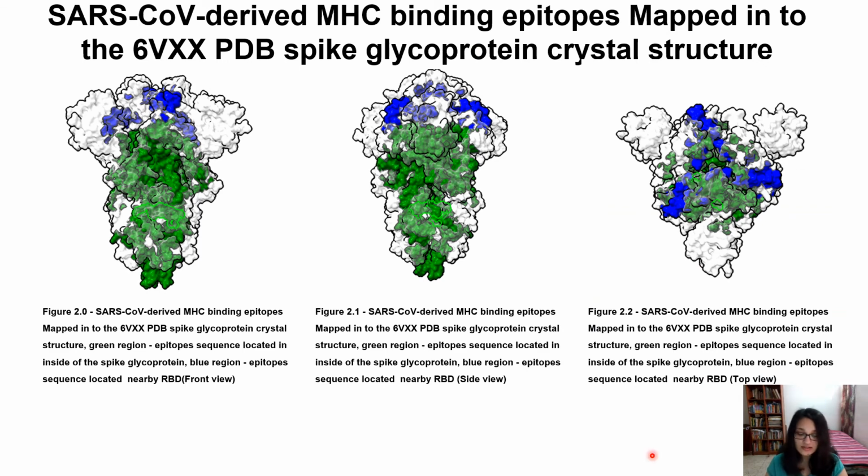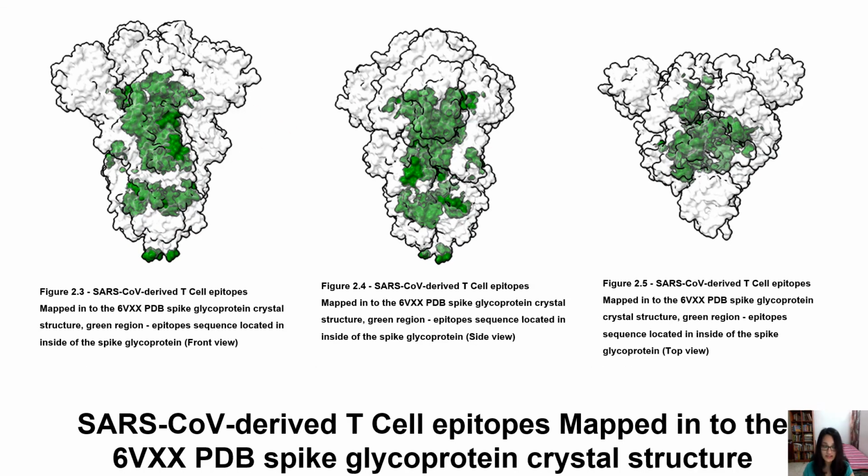Now this shows the SARS-CoV derived MHC binding epitopes mapped onto the spike glycoprotein crystal, and here these are 3 views: the front, side and top. As we can see, the blue regions are the epitopes located near the RBD and the green regions are located inside the spike glycoprotein. This is for the T cell epitopes mapped onto the spike glycoprotein crystal. Again, the green regions here show all those which are present inside the spike glycoprotein, so there is nothing close to the RBD, and we have 3 different views: side, top and front view.